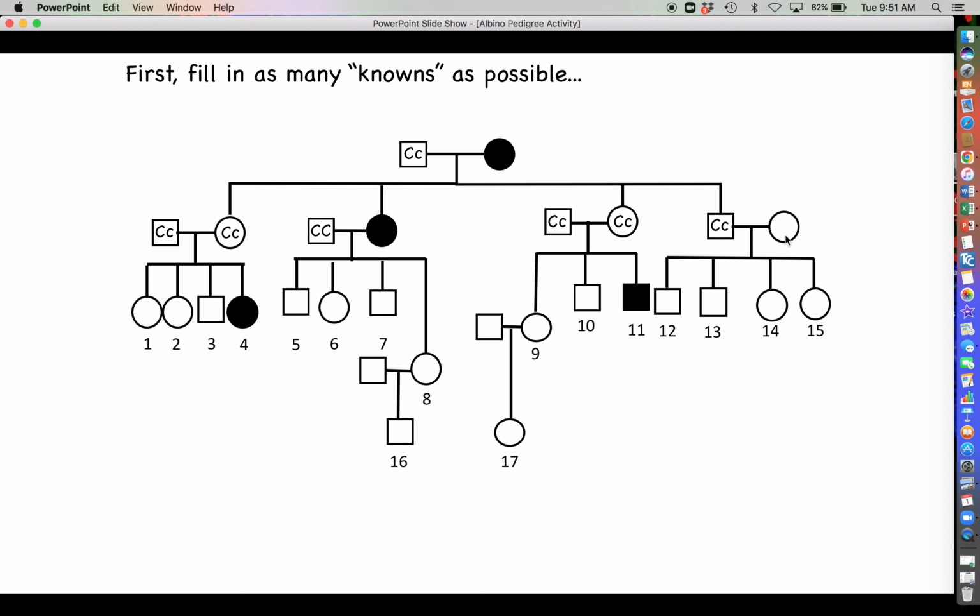This woman right here, for the same reason that we said before, we can go ahead and assume she is homozygous dominant, but we're not going to go to the trouble of filling that in.